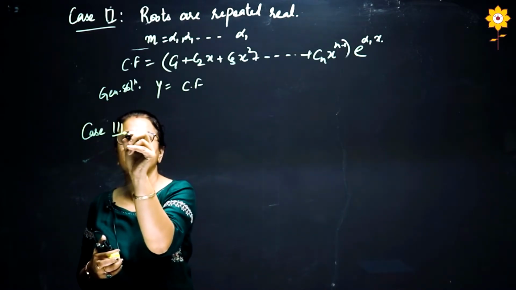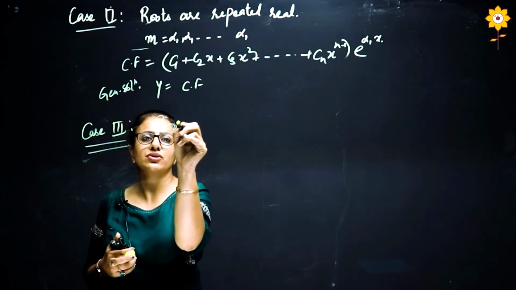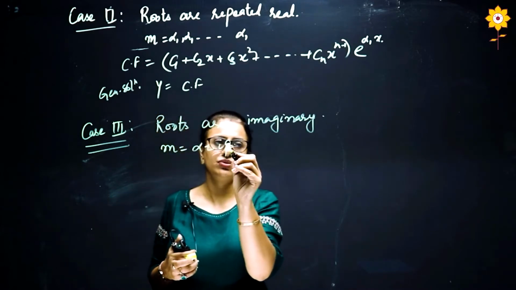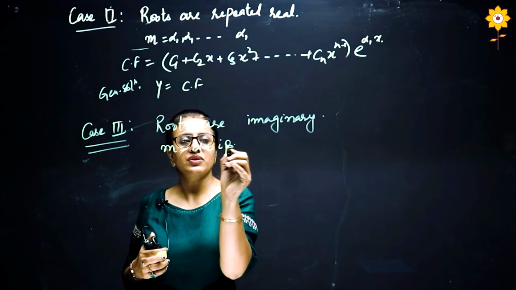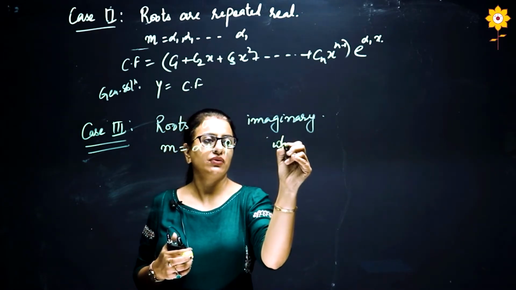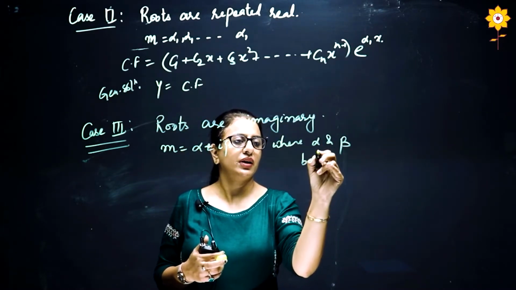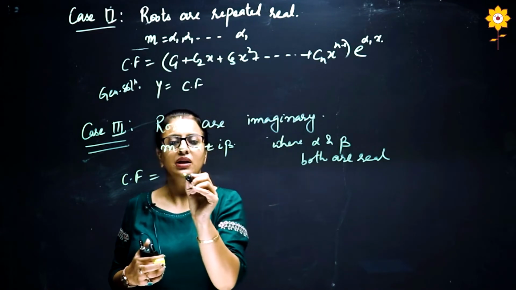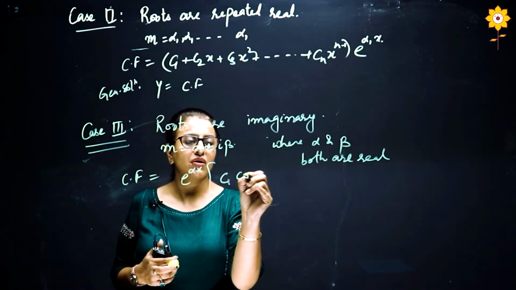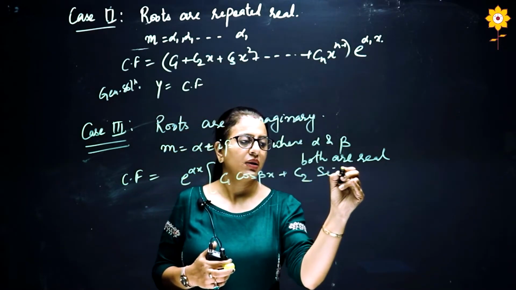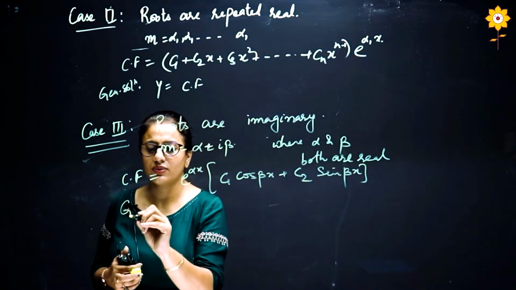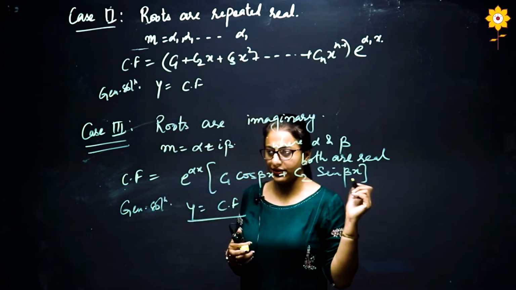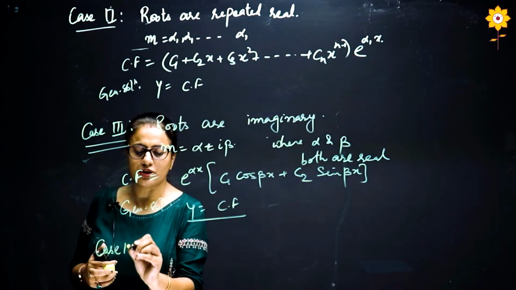Let me move to the next case, which is case number 3. When our roots are imaginary, it means that if we are finding the roots and they are in the form alpha plus minus i beta, I am taking 2 roots only here to explain, where alpha and beta are both real. Then the formula for CF, where CF stands for complementary function, is e raised to alpha x times C1 cos of beta x plus C2 sin beta x, and then the general solution is y equals CF. This gives the final solution in case we have a homogeneous equation.